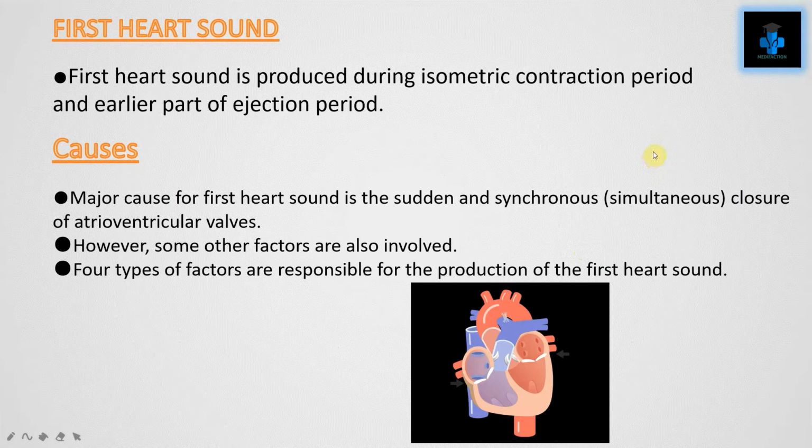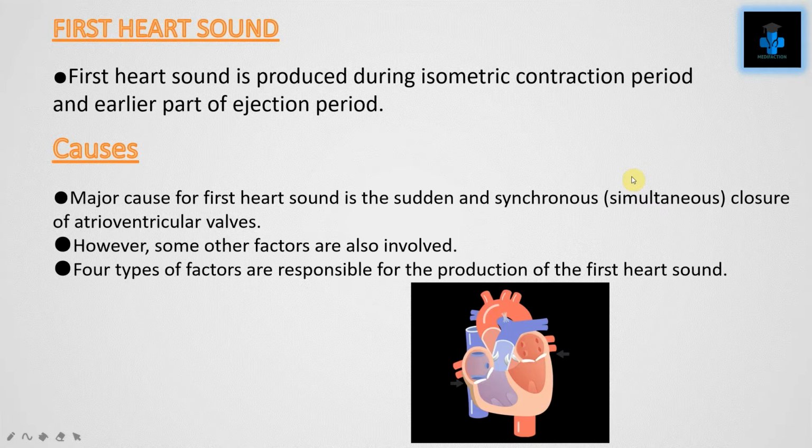Now let's look in detail about the first heart sound. The first heart sound is produced during isometric contraction period and earlier part of ejection period. In isometric contraction, the muscle is activated, but instead of being allowed to lengthen or shorten, it is held at a constant length. So what causes the first heart sound?